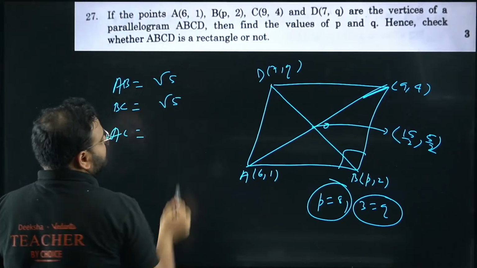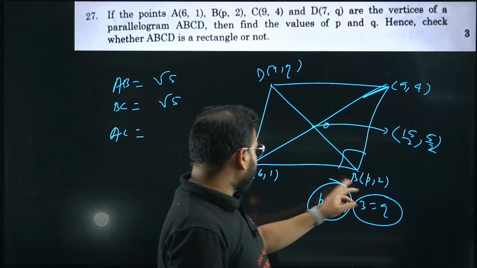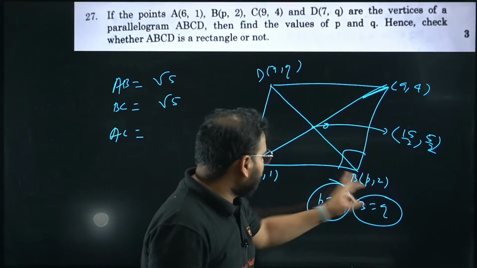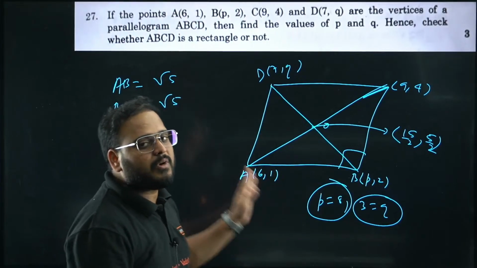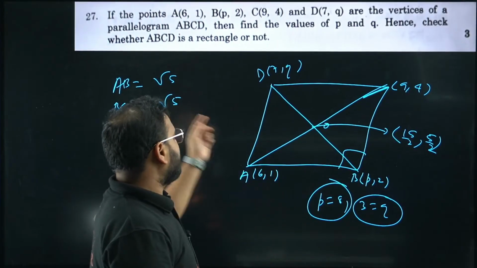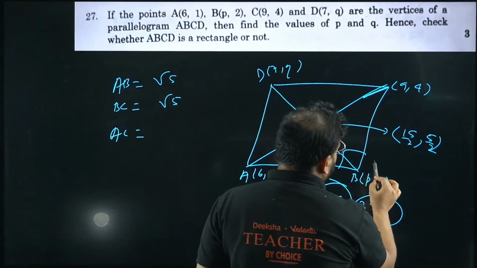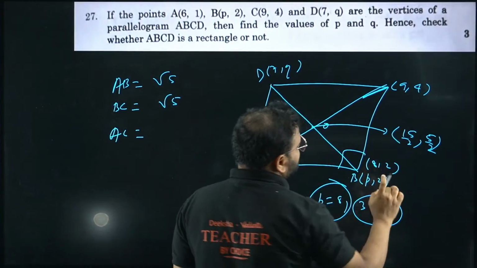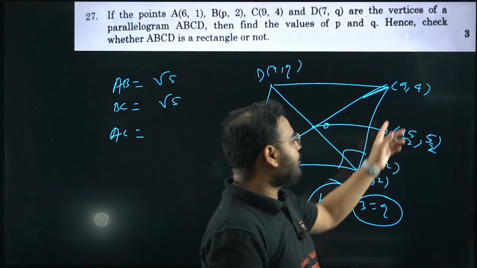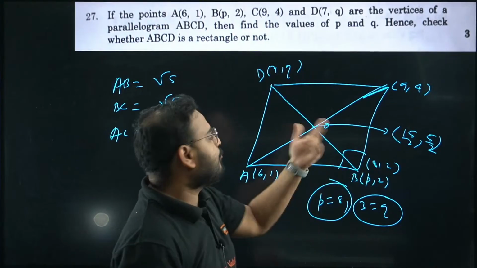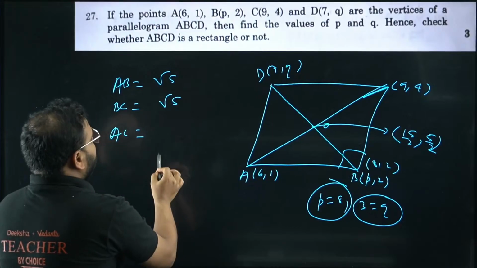Again, and root 5, please check. You'll have 8 minus 6 is 2 square and 2 minus 1 will be 1 square. So 2 square is nothing but 4 plus 1 will be 5. So root 5. Same over here, if you write this as 8 comma 2, you get here 8 minus 9 will be 1, so 1 square, and again 2 minus 4 will be 2, so square will be 4. 4 plus 1 will be again 5, so root 5, and this will not be the same.